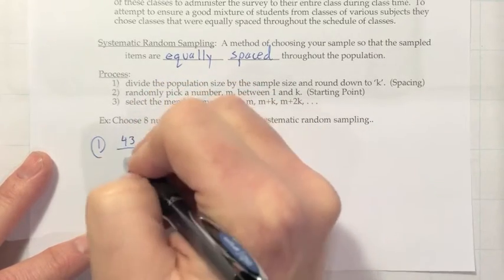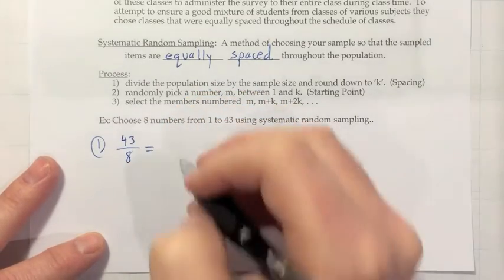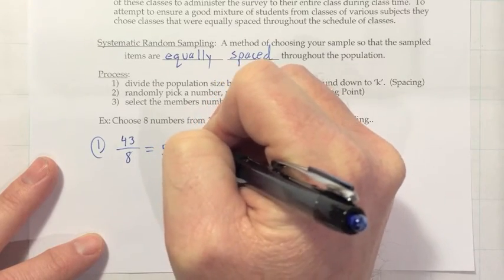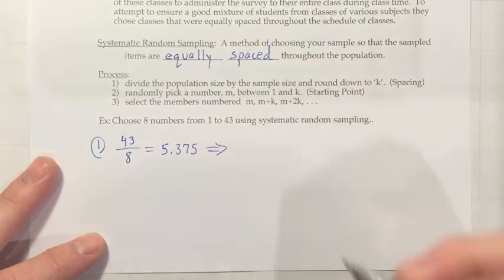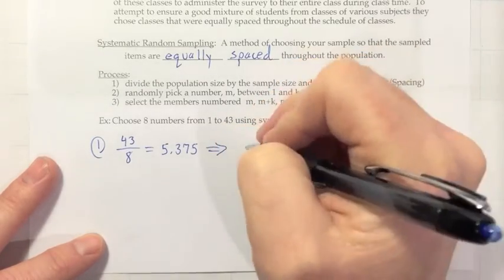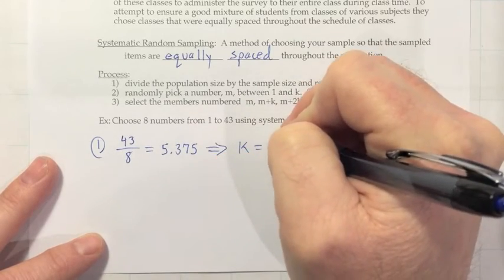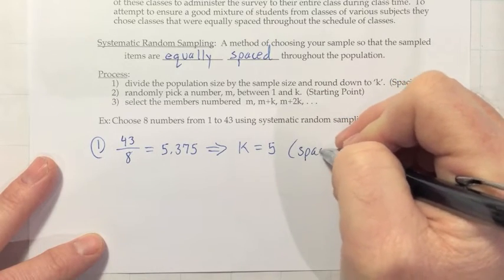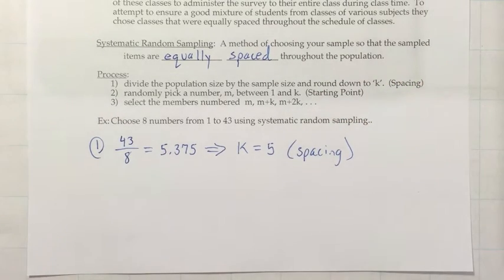We're choosing 8 numbers, so that's our sample size. And if you just do the division on that, you get 5.375. You can verify that on your own. And then the step says to round that down to K. So our K is always going to be an integer. So if we rounded 5.375 down, we'd get K equals 5. And according to that, that's going to be our spacing. So when we start choosing our numbers from 1 to 43, we're going to be choosing every 5th number.